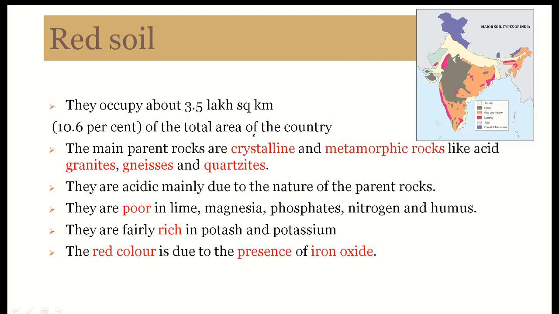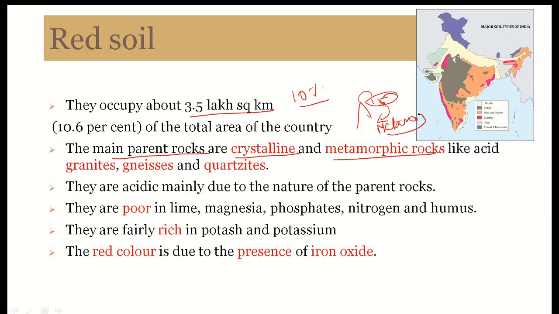Next comes red soil. Red soil occupies 3.5 lakh square kilometer, that is 10% of the total soil area in India. The parent material of this red soil includes crystalline and metamorphic rocks. What are these metamorphic and crystalline rocks? During volcanic activity, igneous rock comes out. Due to the weathering of this igneous rock, it converts into metamorphic rocks.